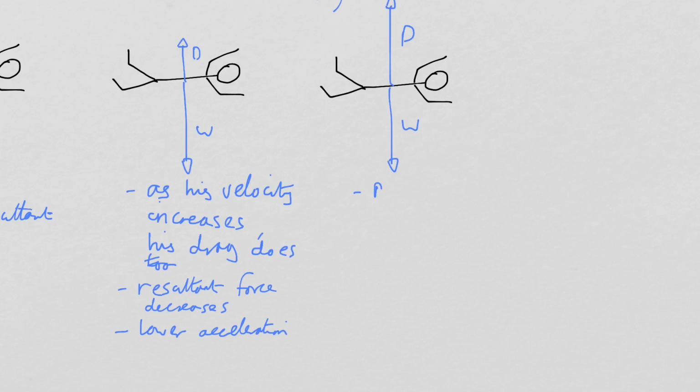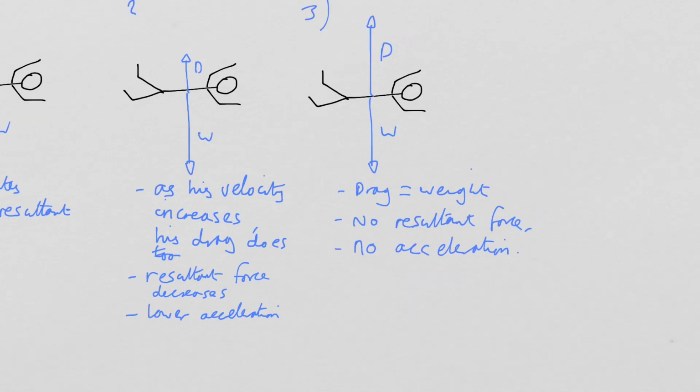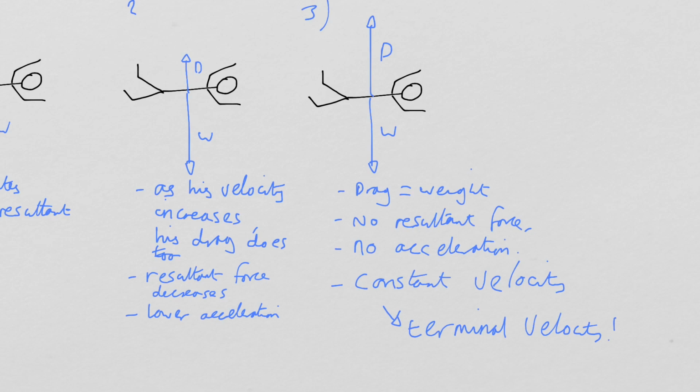Okay, so there's no acceleration. So he's now reached what we call a constant speed, or a constant velocity. Okay, what would we call that constant velocity? Well, we call it its terminal velocity, so the object's terminal velocity. Okay, so he's reached a terminal velocity.